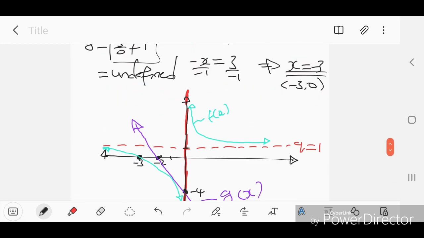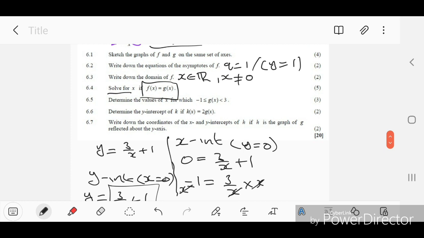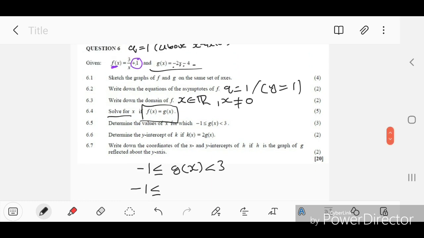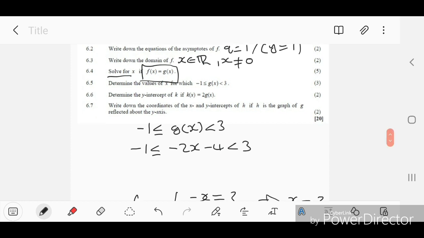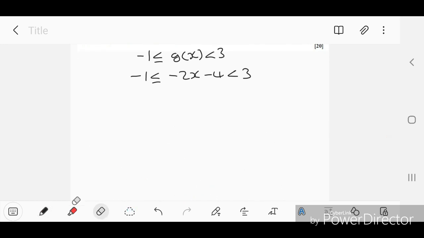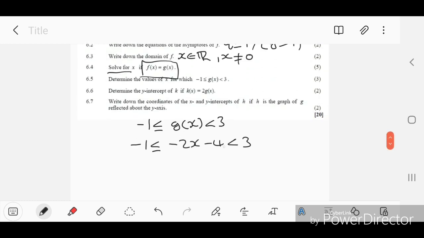Okay, so the next question, what are they saying in the next question? For which values of x, okay, let me erase this, guys. For which values of x will minus 1 and g of x and 3? So minus 1, g of x, which is what? This is g of x, is minus 2x minus 4. Then less than 3. Now, this is inequalities. In algebra, there are videos I sent on inequalities. Please go and watch them. You will know how to do this.